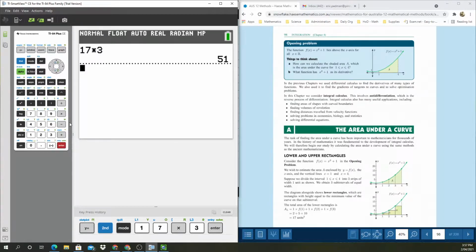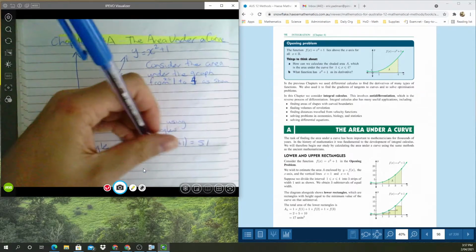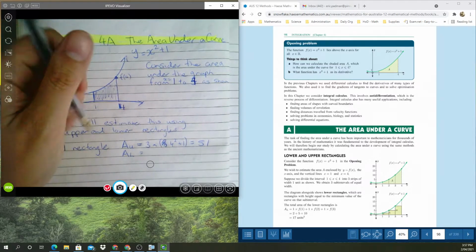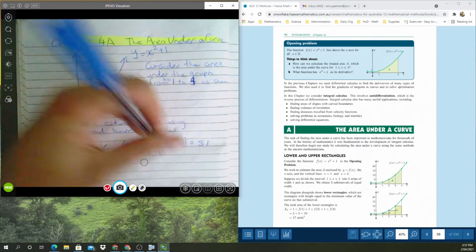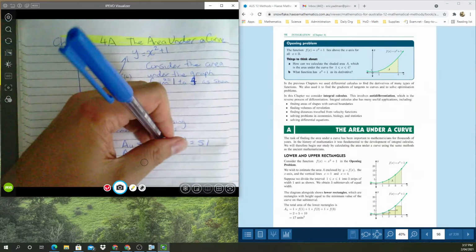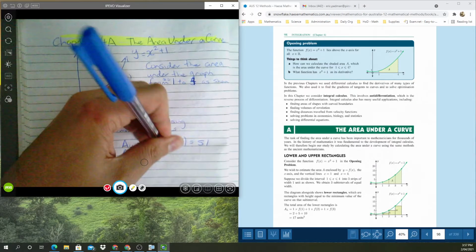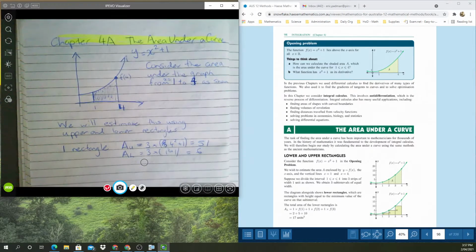All right. So for our lower rectangle, again a width of 3 and a height of, in this case, that point there, 1 squared plus 1 is 2. So 2 times 3 is 6. Now that's a big gap between those two values. That's huge. Let's see if we can do better than that.